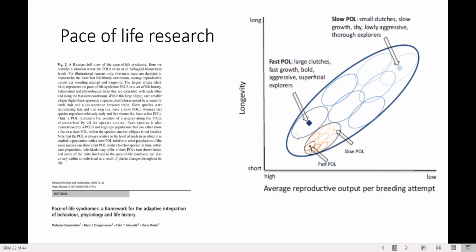And we have the same gradient within populations as well as between populations. So the pace of life research tradition in biology integrates life history as we would understand it more from an evolutionary biology perspective and the more psychological life history research.